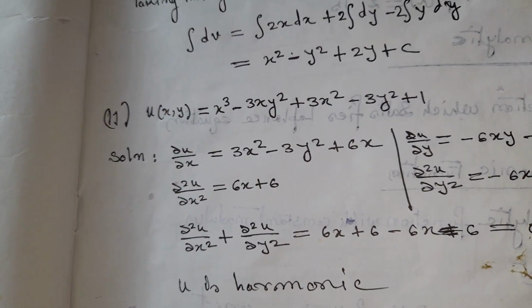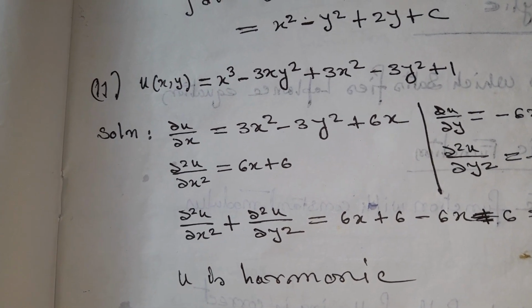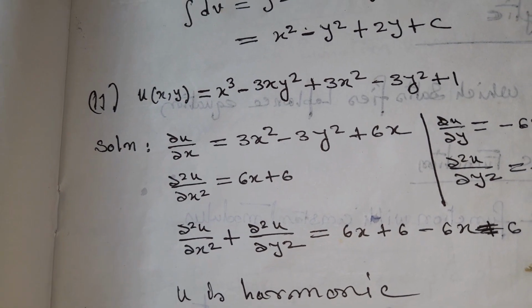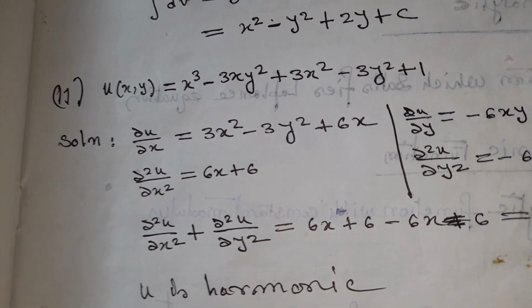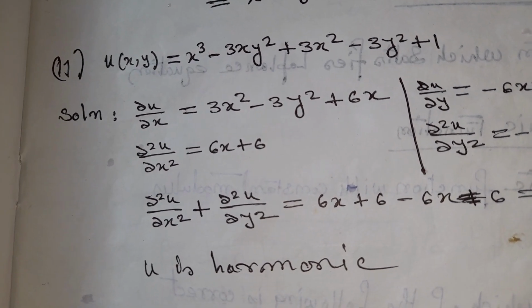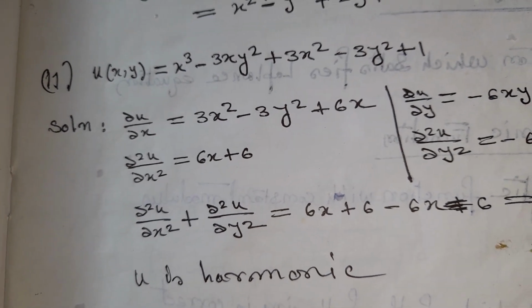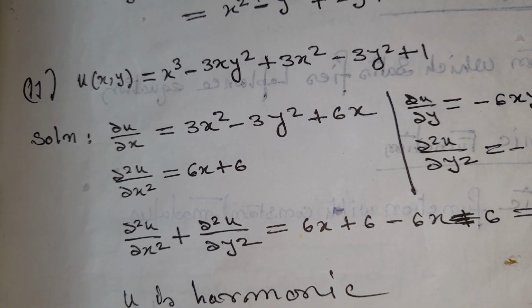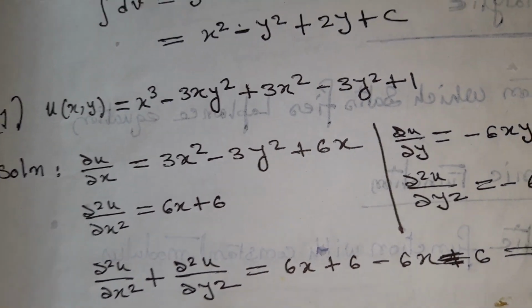Now we'll check the second part. This is not included in the question part, so you can consider this another part of the question. So u(x,y) equals x³ minus 3x²y plus 3xy² minus 3y² plus 1.